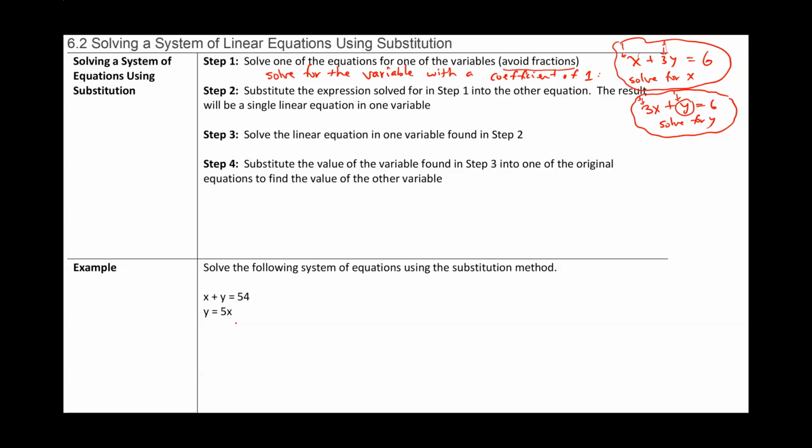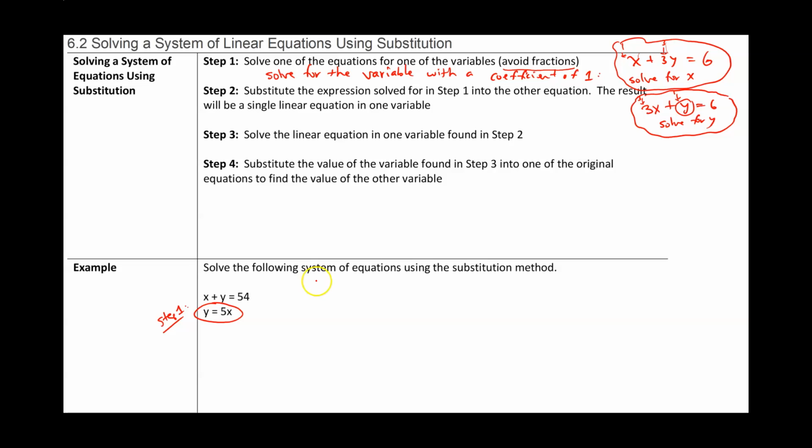So we want to solve the following system of equations. We have x plus y equals 54, and y equals 5x. Now step one says solve one of the equations for one of the variables. In this case, this variable is already by itself. We already have y equals 5x. Y is by itself. So step one is done, where we get the variable by itself.